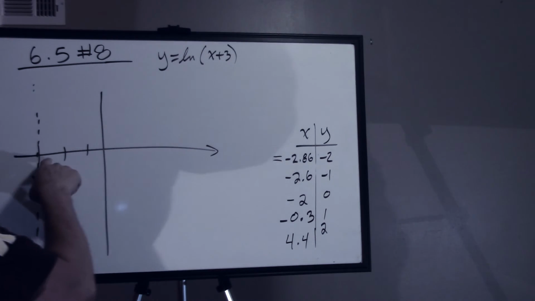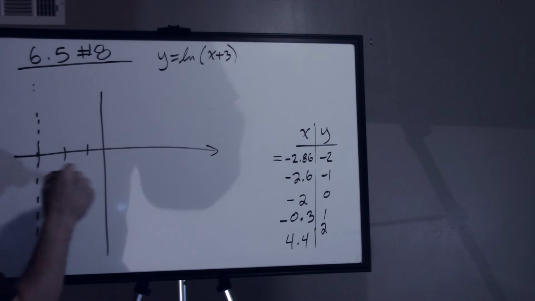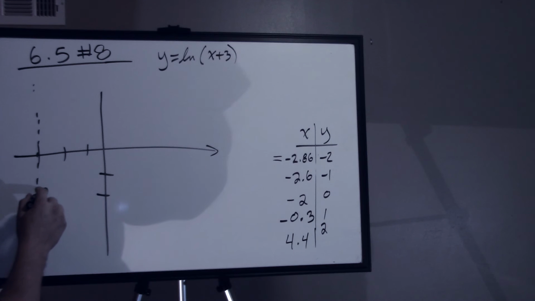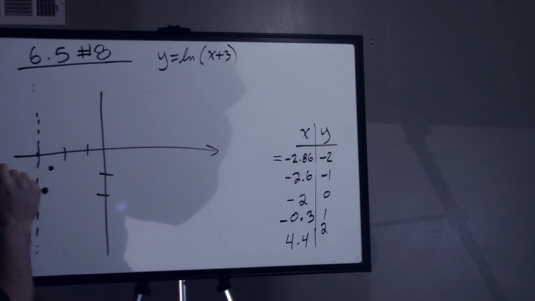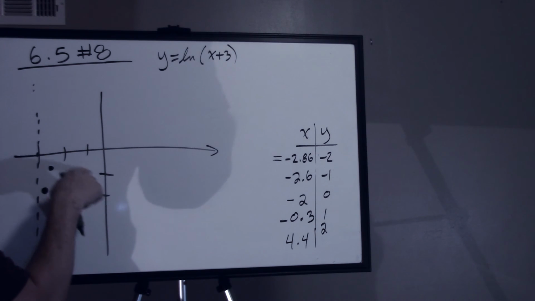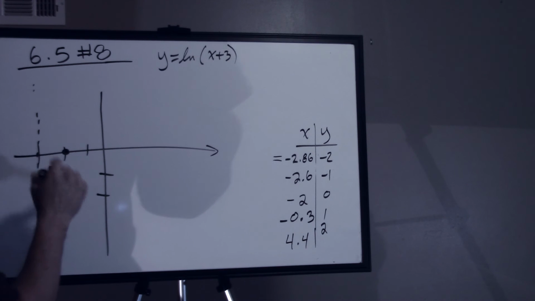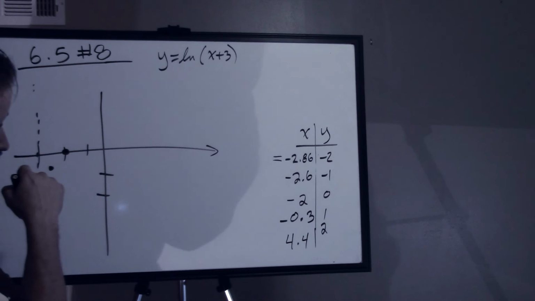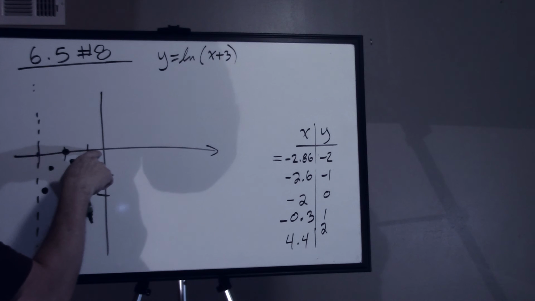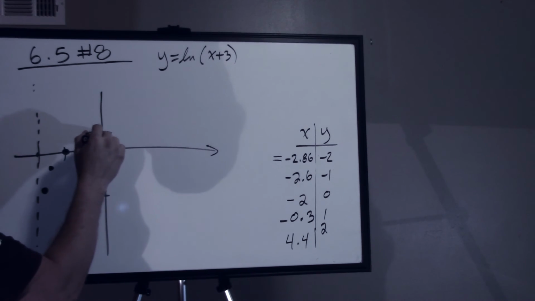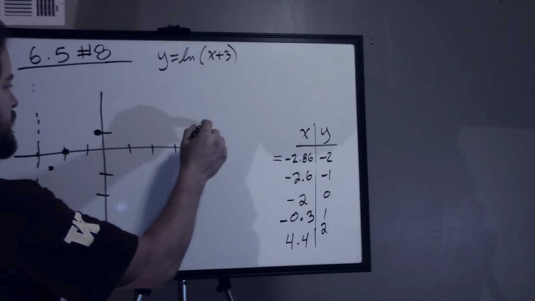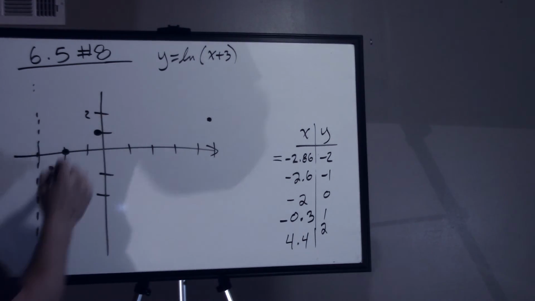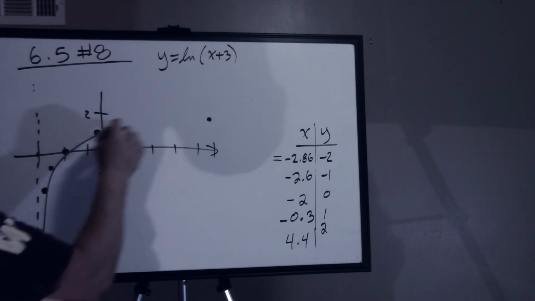At negative 2.86, so almost there, I'm at negative 2. At negative 2.6, so still pretty far over, I'm at negative 1. At negative 2, I'm at 0. At negative 0.3, so not very far over, I'm at 1. And then at 4.4, somewhere up here, I get to 2. So it's a pretty quick little yoink, just like that.